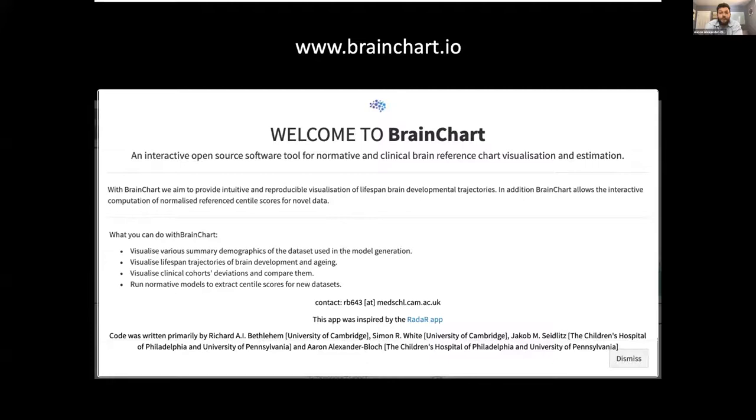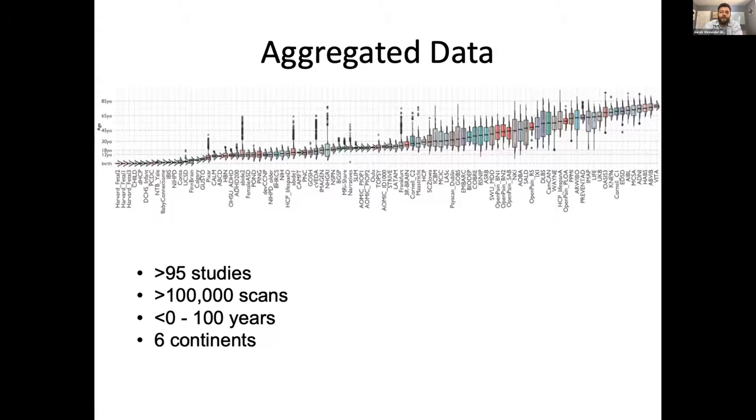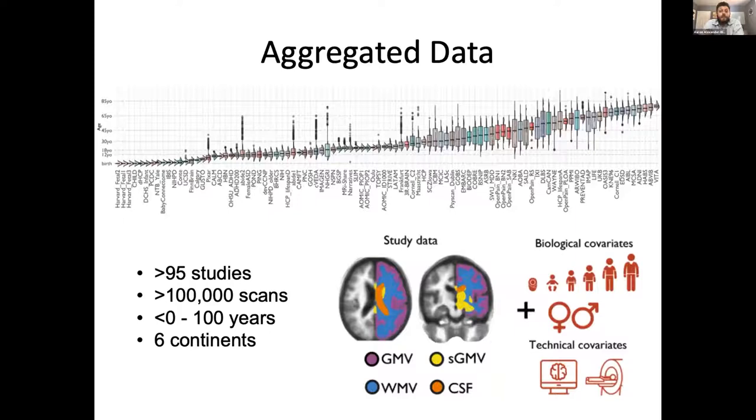And this is a quick illustration of the data that went into these models on the back end. We incorporated over 95 studies, including over 100,000 individual brain MRI scans from the prenatal period through to the very end of life. To our knowledge, this is the largest MRI data set to date and the most comprehensive in terms of age range across the lifespan. Every participant here contributed structural MRI data. They also have what we call biological covariates, like age and biological sex, as well as what we call technical covariates, which encompass information about the MRI platform and image processing pipeline.